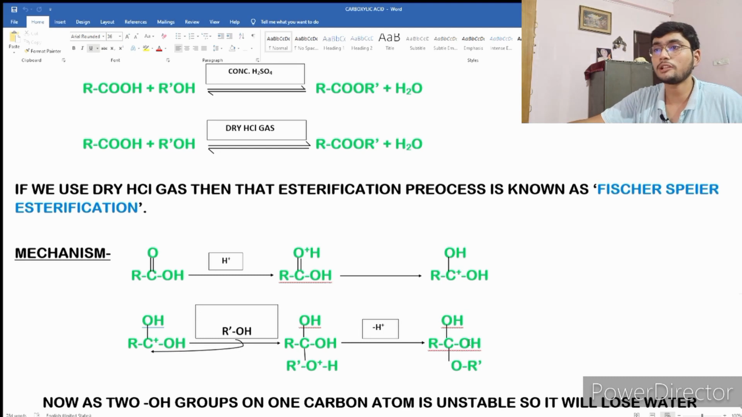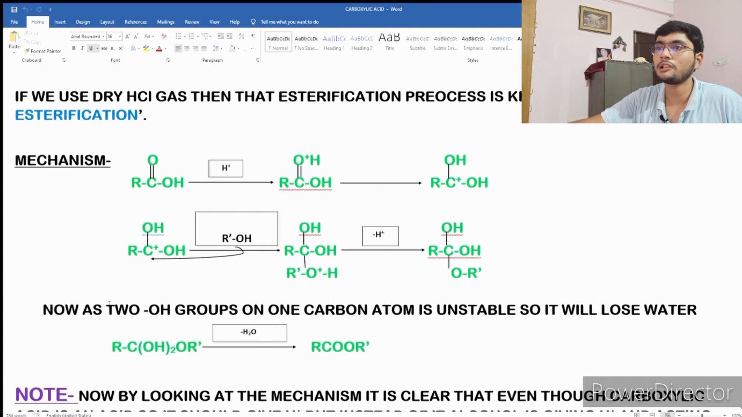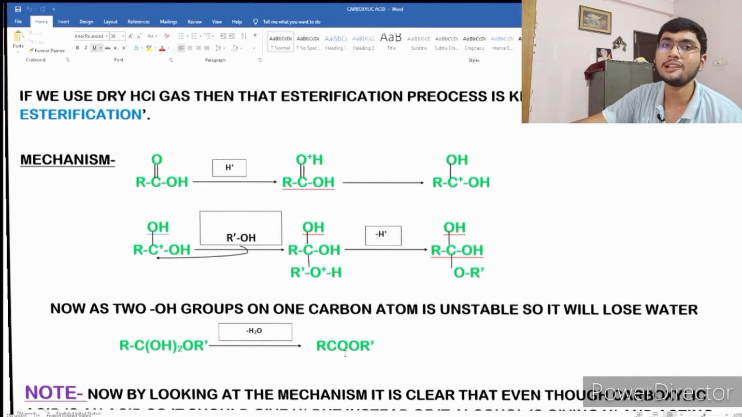is formed. So that's what I have written here also, that now as two OH groups on one carbon atom is unstable, so it will lose water. You see there are two hydroxyl groups on one carbon atom, so it will lose a water molecule and a carbonyl group is formed, and we will get the desired ester.